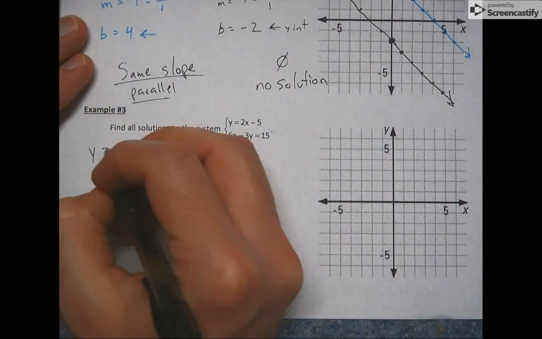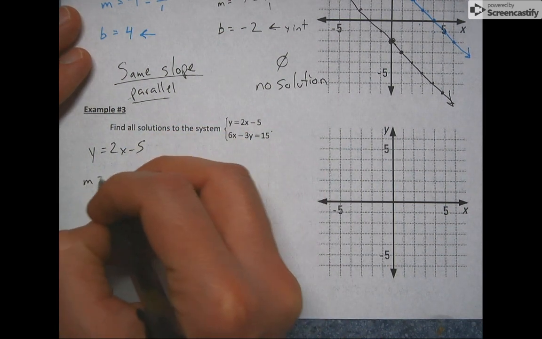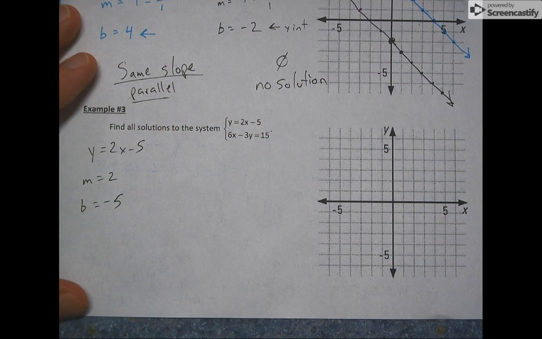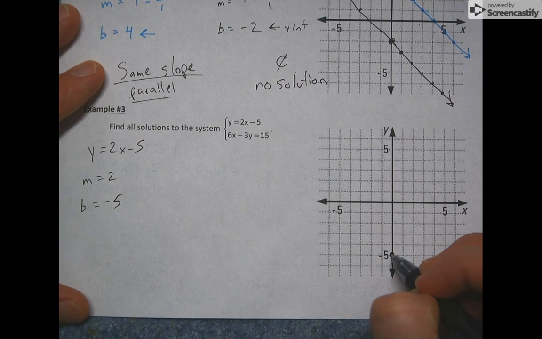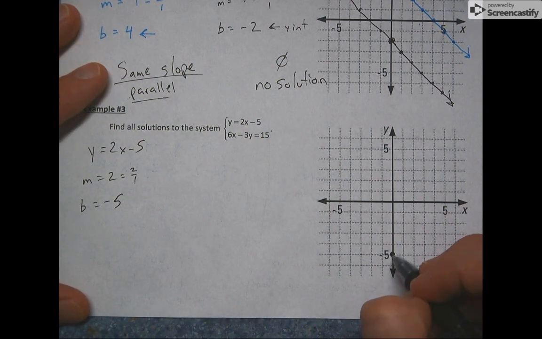Starting with y equals 2x minus 5, that's in beautiful form. So our slope is 2 and our y-intercept is negative 5. Let's throw that on the graph real quick. We're starting at negative 5. The slope is positive 2, which is 2 over 1, up 2 over 1.